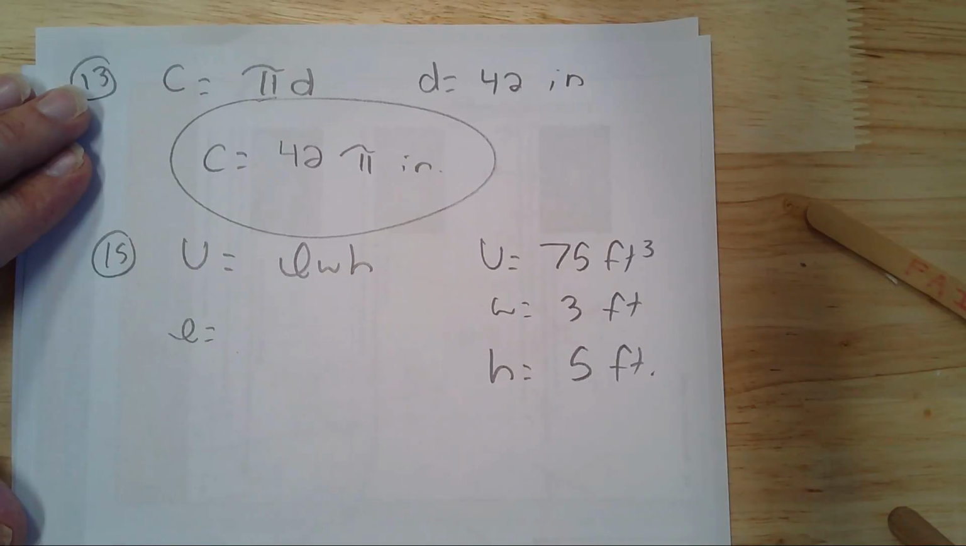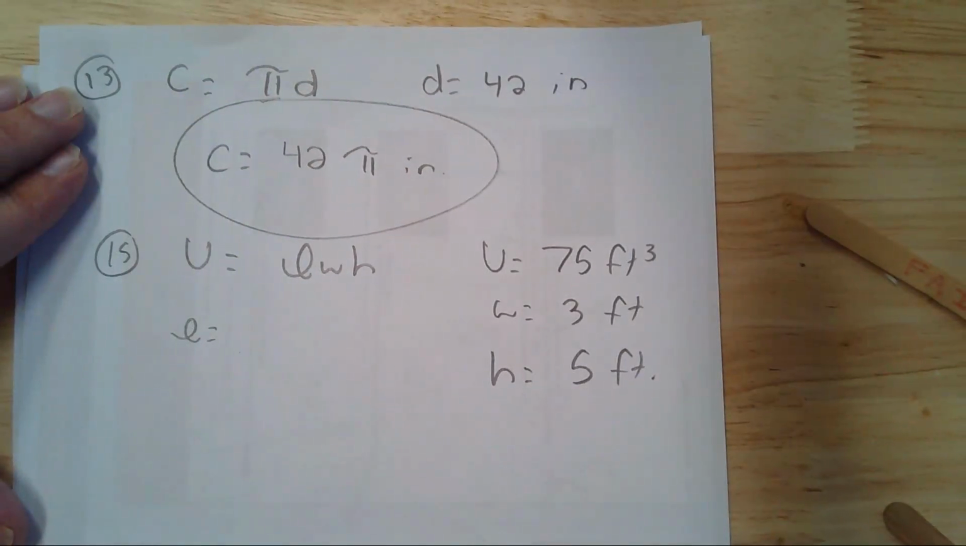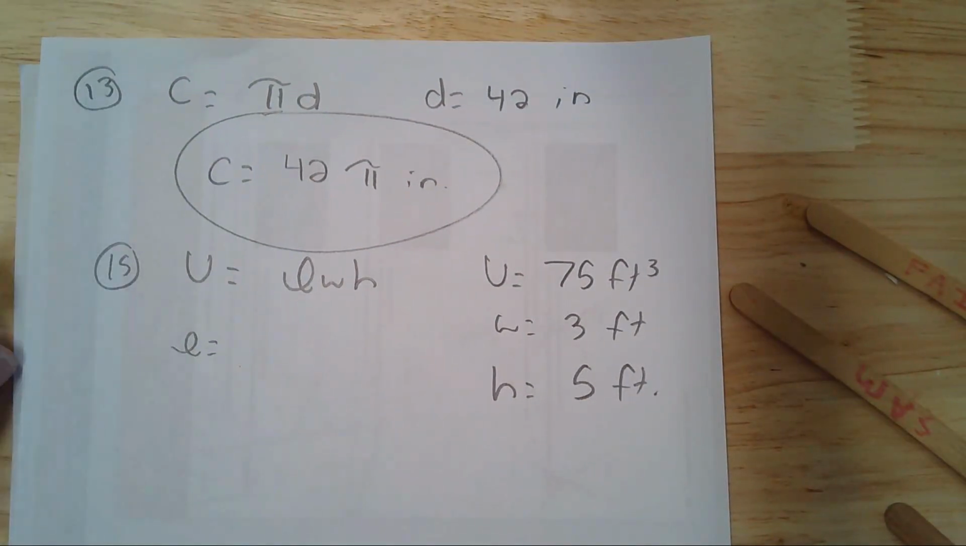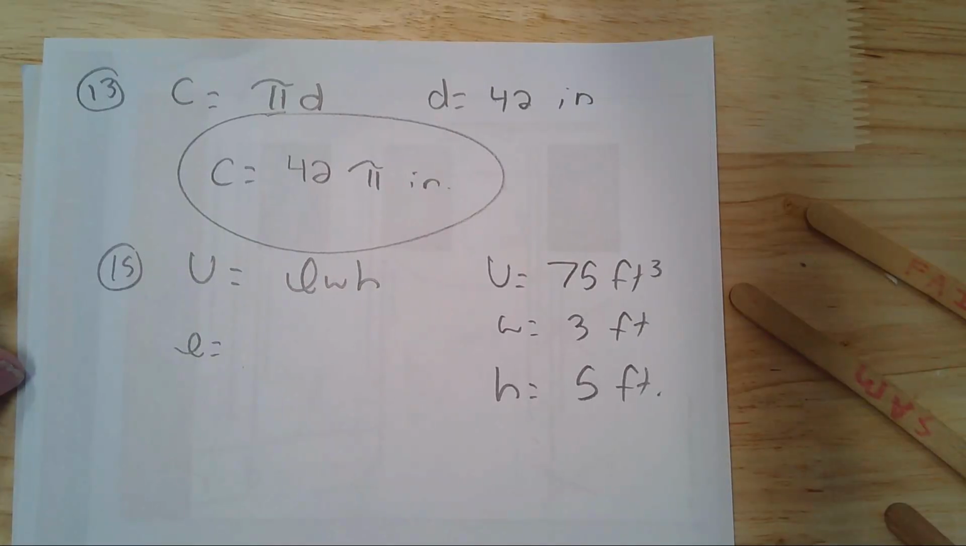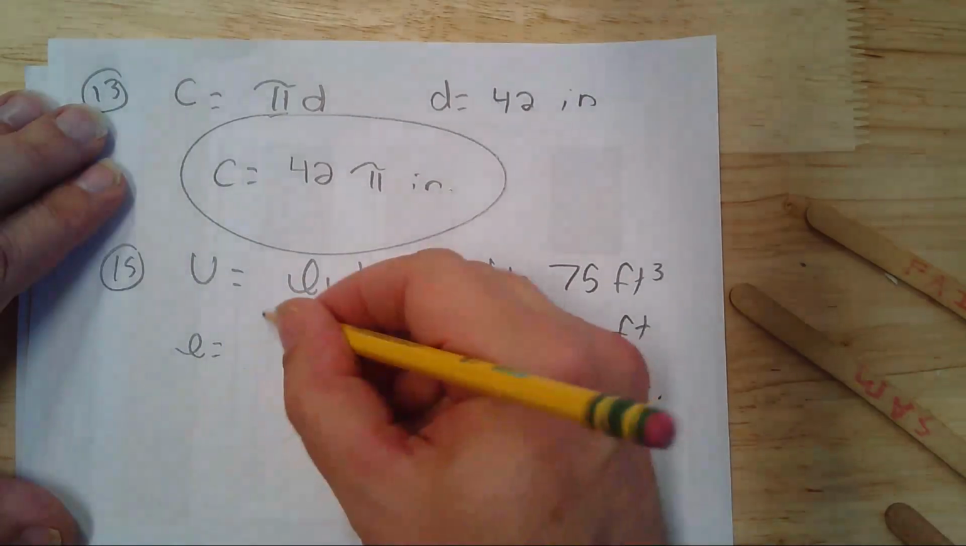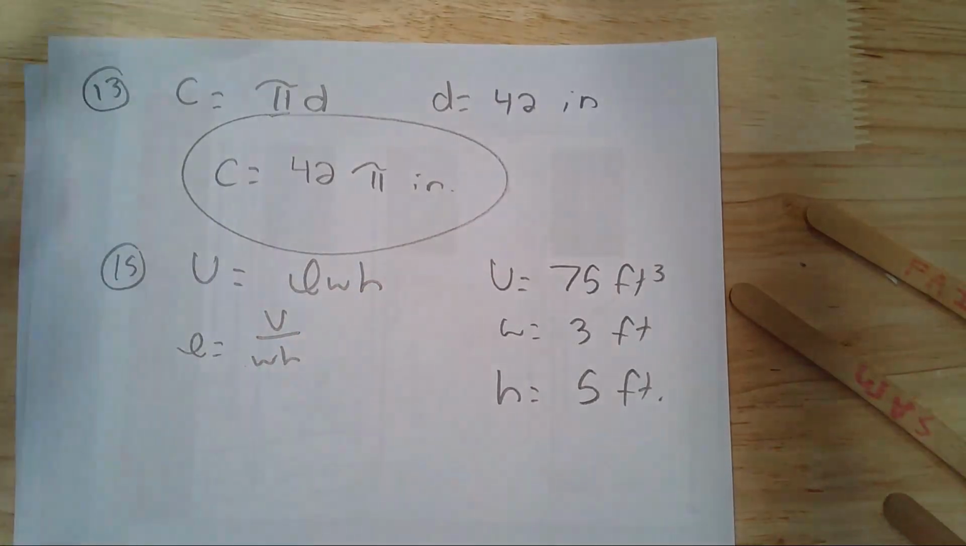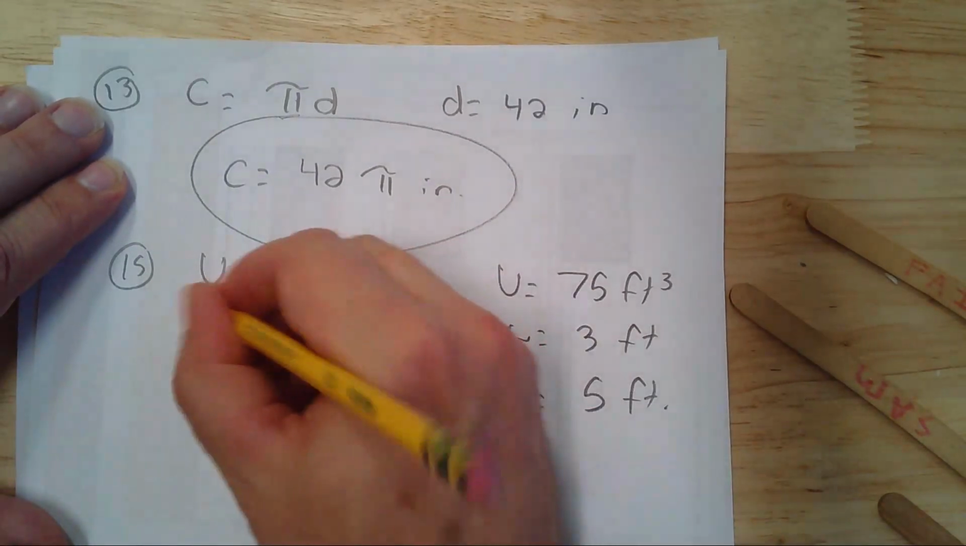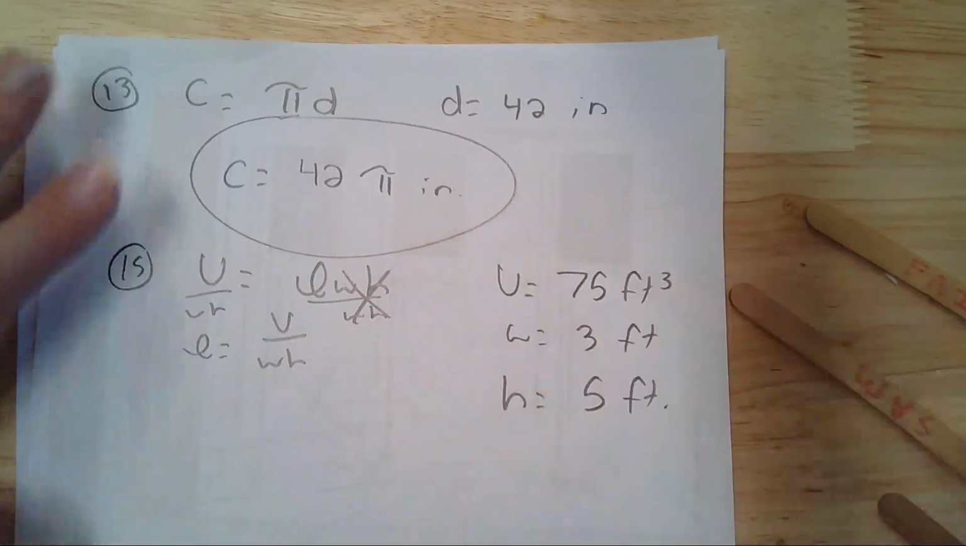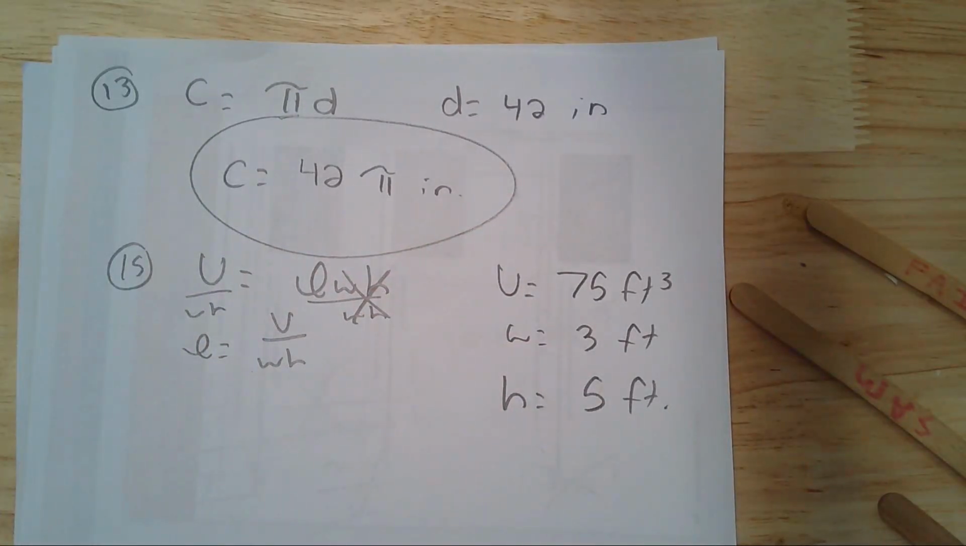Was I not clear about this? I thought I was. Sam. V over WH. Thank you. Yeah, all I did was divide both sides by WH. Canceled. That's it. One move.